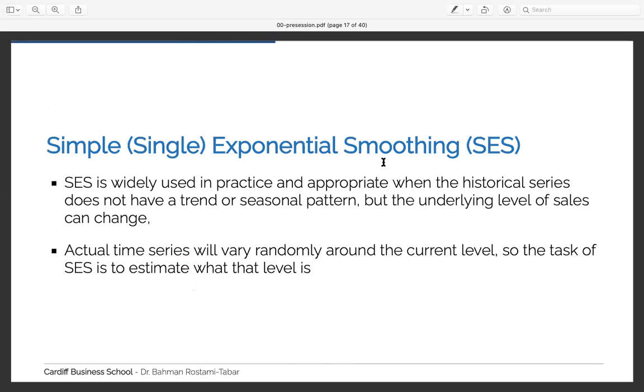So the first and the simplest type of exponential smoothing method is simple or single exponential smoothing. People often call this SES. This is a very simple method, but it is widely used in practice. And it doesn't take into account any trend and seasonality. So if you have a time series with trend and seasonality, well, SES couldn't be very helpful there.